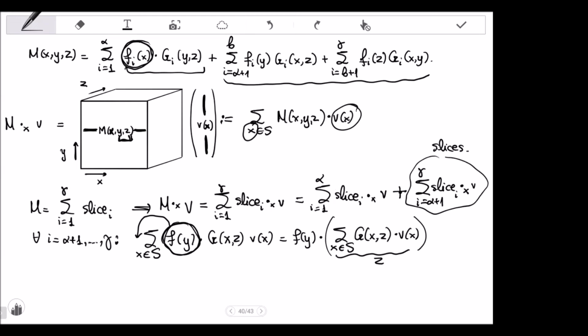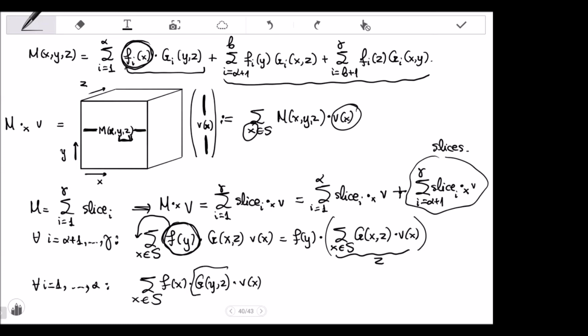So let me just take an arbitrary slice of this form. This is about the case from 1 to alpha. These are the slices I'm looking at. The general one is of the form f of x times g of yz. And I'm inner producting that with v, with respect to x. I cannot take this out anymore. It has to be coupled with v.